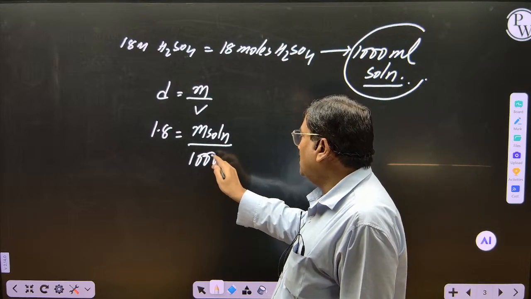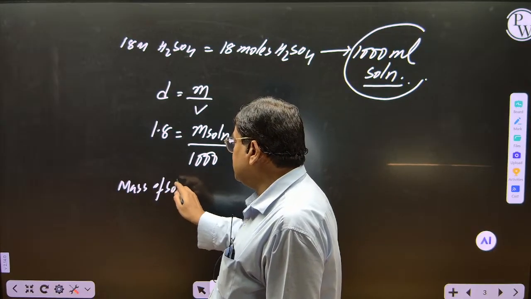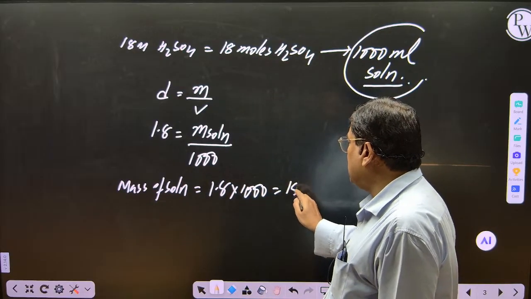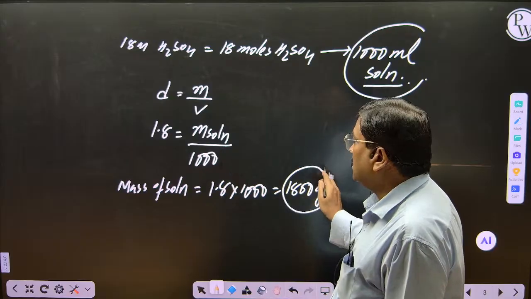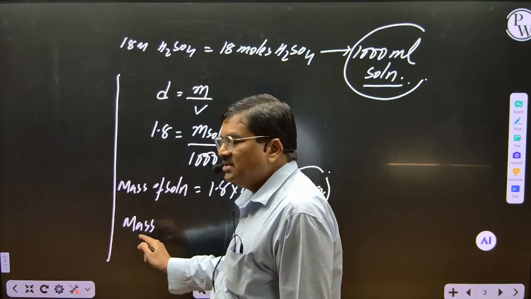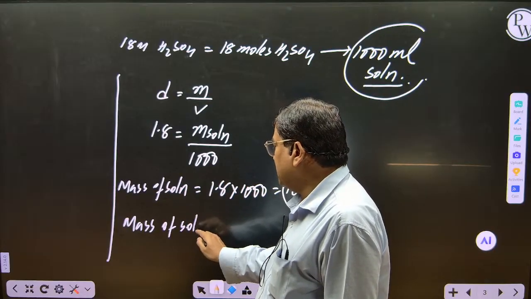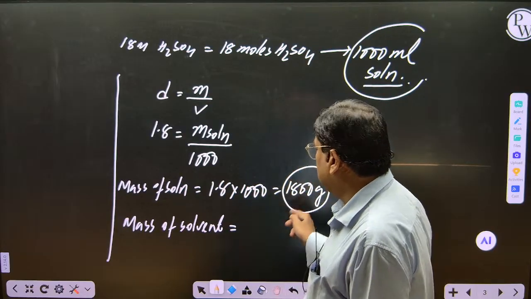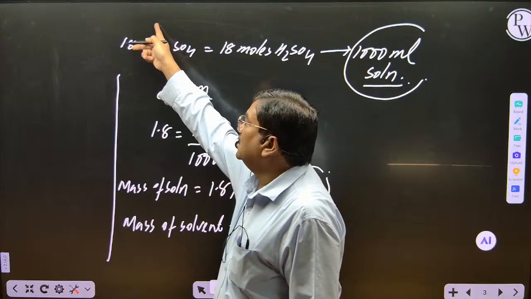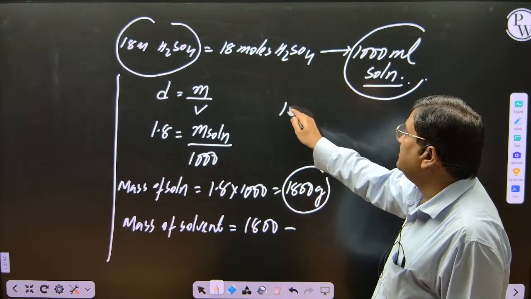So here put 1000. Then what will be the mass of solution? Mass of solution comes to 1.8 into 1000, no? That comes to 1800 grams. But students, we want the mass of solvent, no? To get molality, what we require is the mass of solvent. So to get the mass of solvent, what do we subtract from the solution mass, this 1800? You have to subtract the mass of solute. This is the solute, no? Sulfuric acid is the solute. 1 mole of sulfuric acid weighs how many grams?